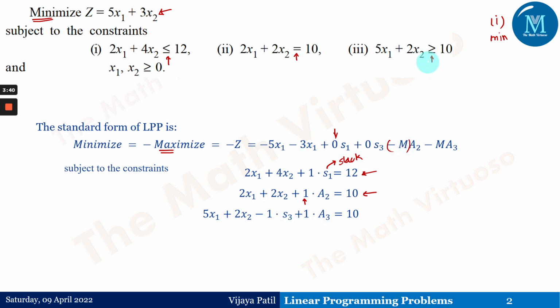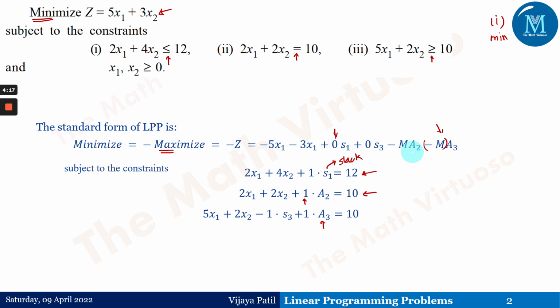Similarly, if you observe the third constraint, which is a greater than or equals to constraint, we have to take minus 1 times S3, that is a surplus variable here, and again we have to reach the initial basic feasible solution. That's the reason we add one more artificial variable in the third constraint, which I have added here as A3. Just to reach the initial basic feasible solution, in the third constraint we add the same in the objective function with minus M as the coefficient of this.